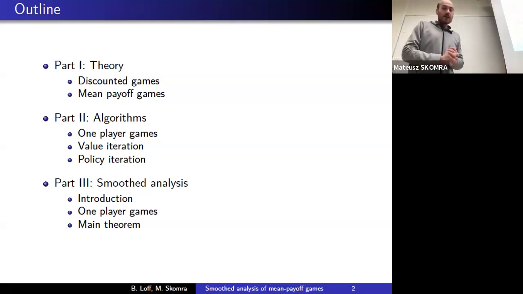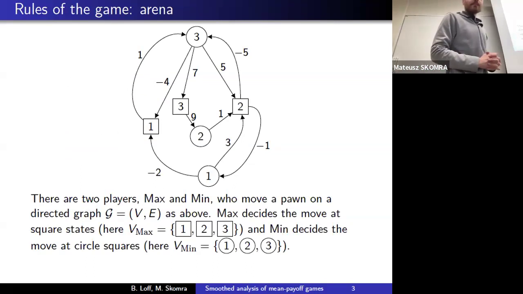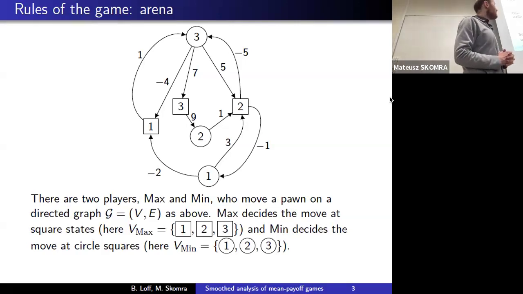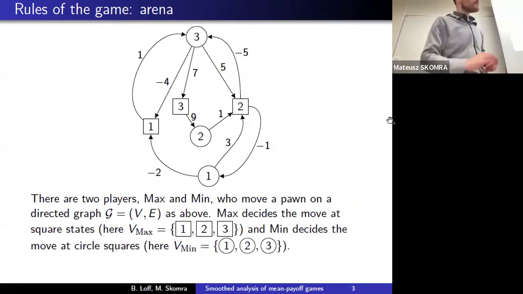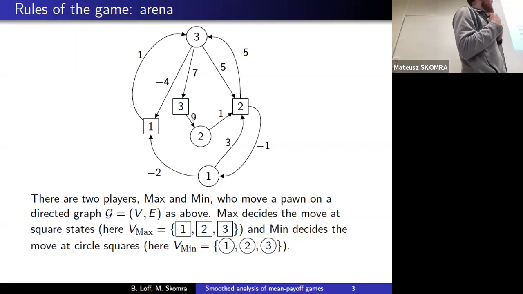So to begin with, let me outline the topic that we are discussing. So we will be talking about games. And these games will be two-player, zero-sum games that are going to be played on a directed graph. So this is our arena of the game. Okay? So how does it work?